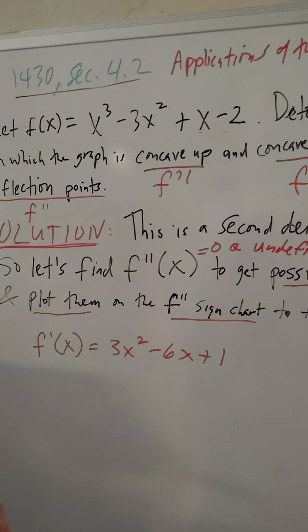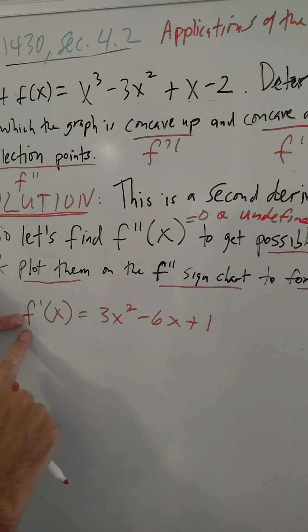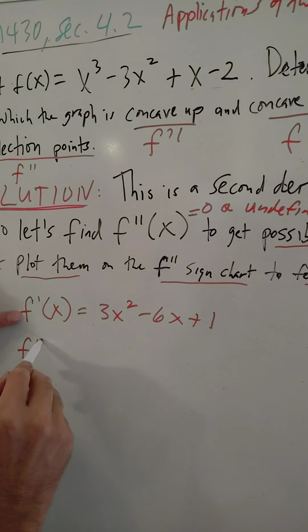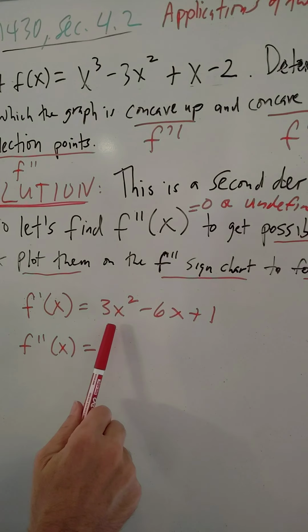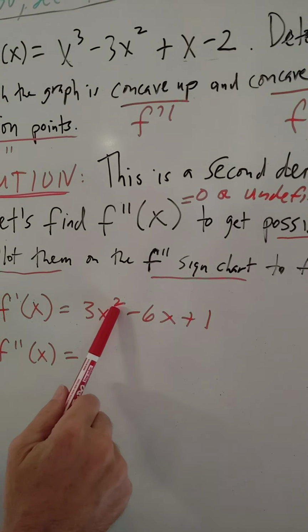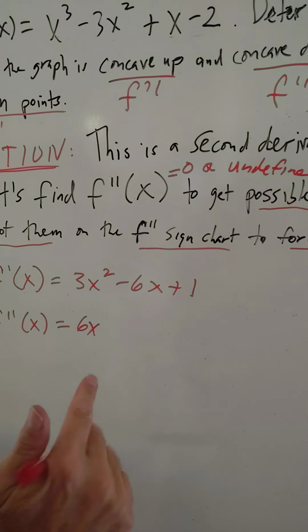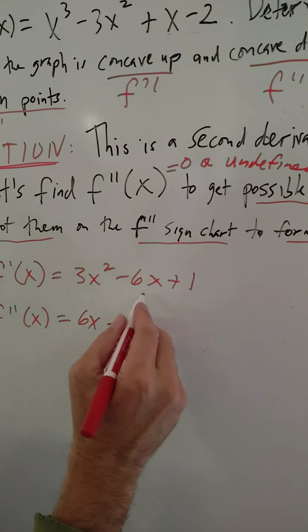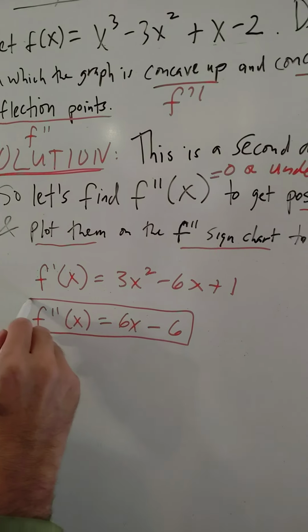That doesn't change anything. Now that I have my first derivative, the second derivative is the derivative of this first derivative. The second derivative, which is what I'm really interested in for this problem, using the power rule: 2 times 3 is 6x to the first, which you don't have to write. So 6x minus 6. This is my second derivative.